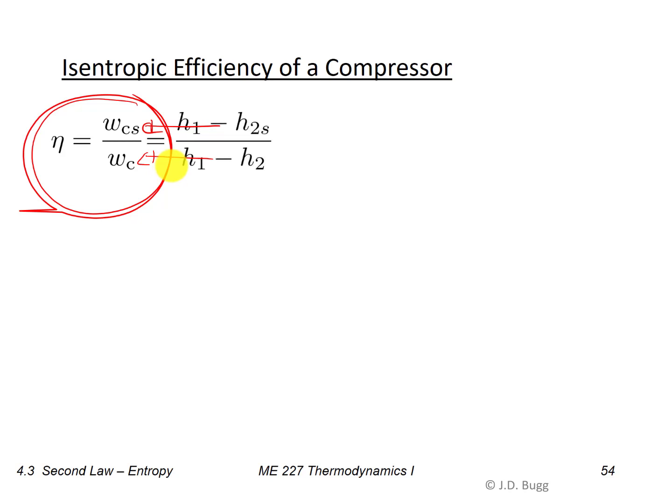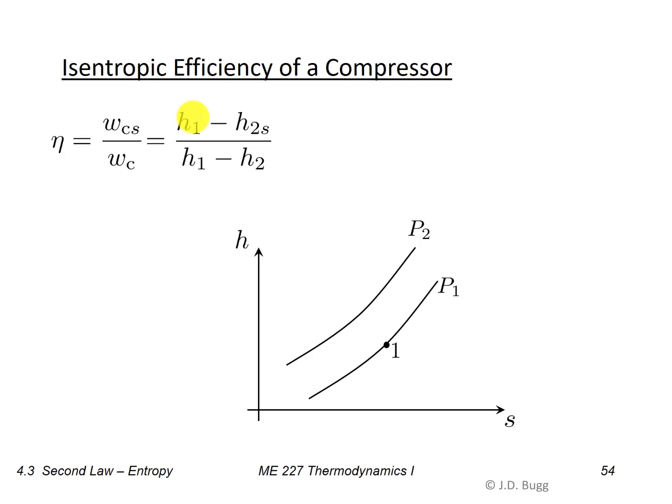So in terms of enthalpy changes, again, this becomes H1 minus H2s, because we're looking at the isentropic work, and this becomes H1 minus H2. And again, there are common inlet conditions to these two compressors, the real one and the isentropic one, so the inlet enthalpy is the same. It's the exit enthalpy which is different.